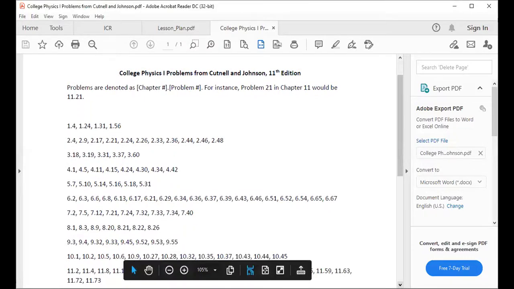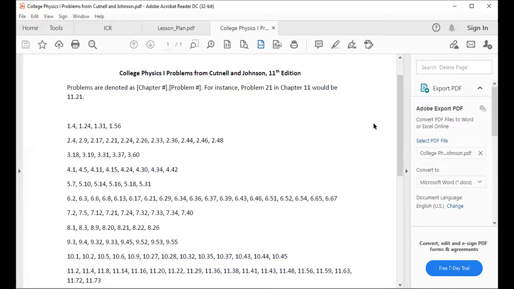Now, I want to point out something. I have a nomenclature for this class to eliminate any ambiguity. For instance, let's say you see the first problem in chapter 1, you see 1.4. Well, you're not going to see a 1.4 in the book. What the nomenclature means, as I've written on the top here, is chapter number dot problem number. So 1.4 really means chapter 1, problem 4.